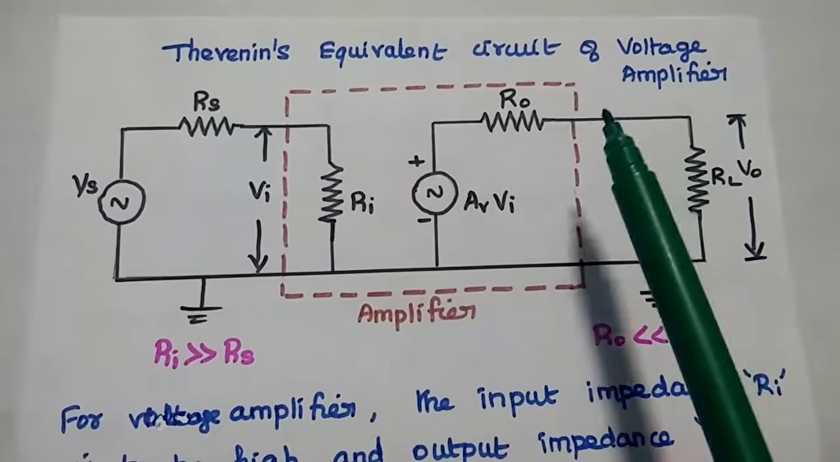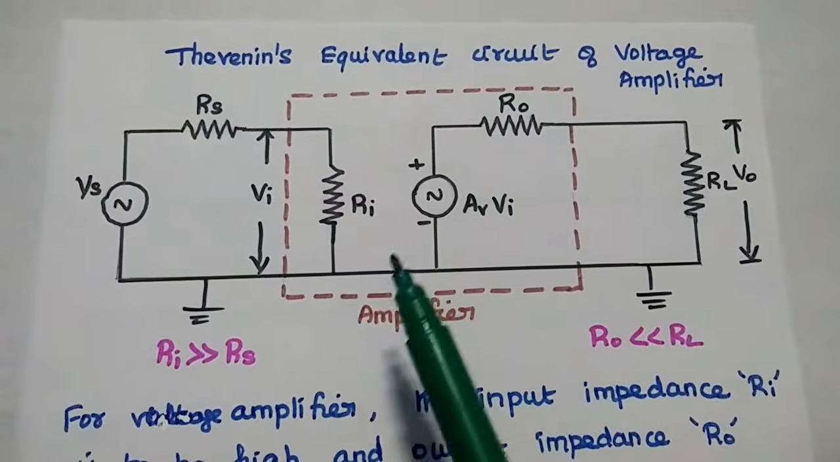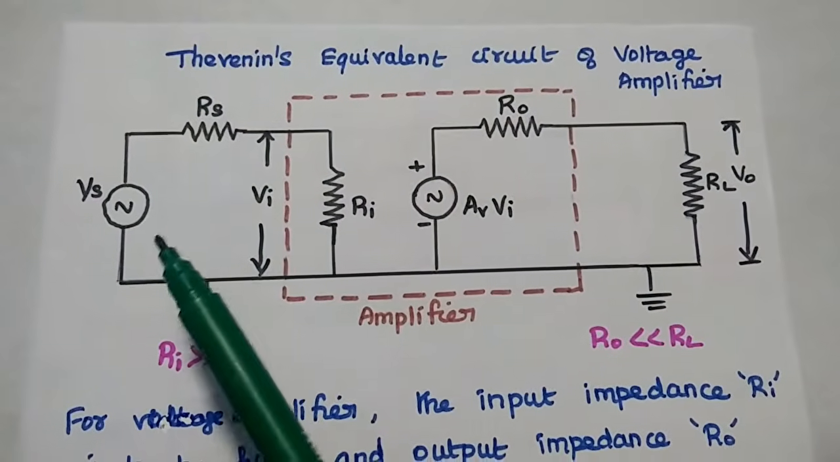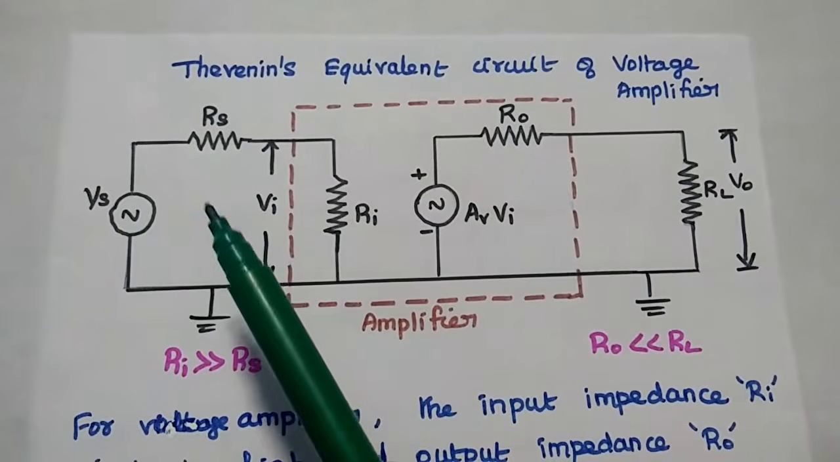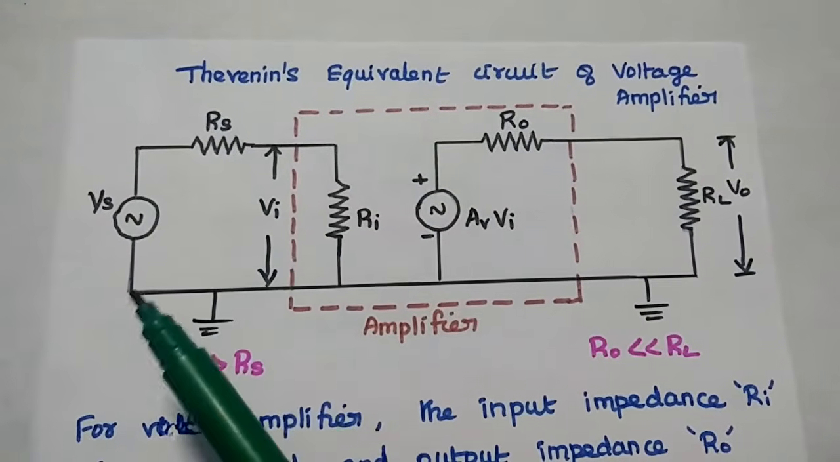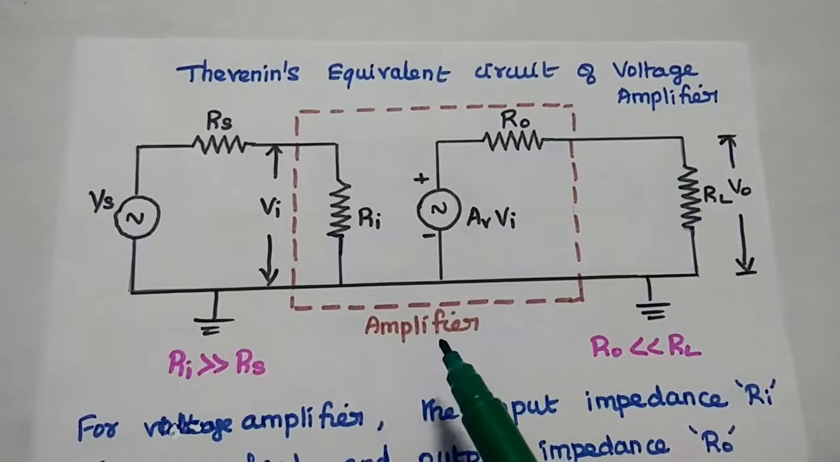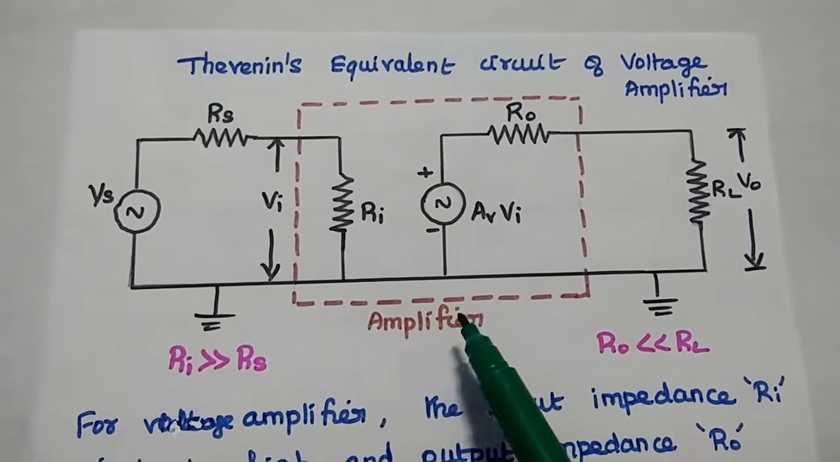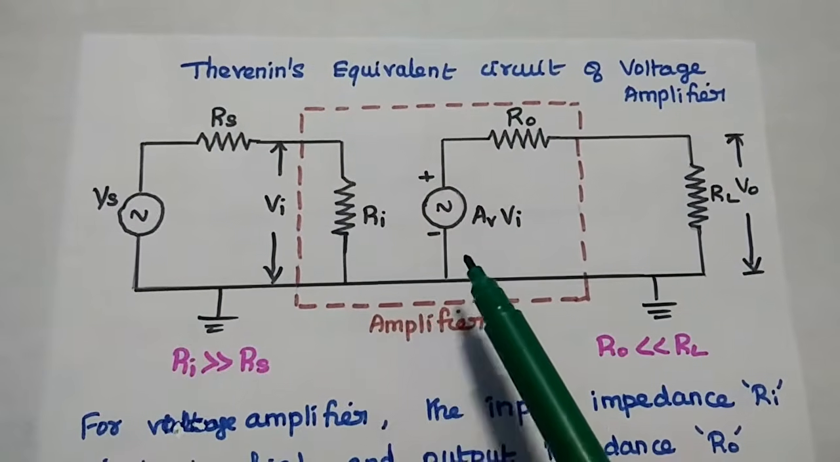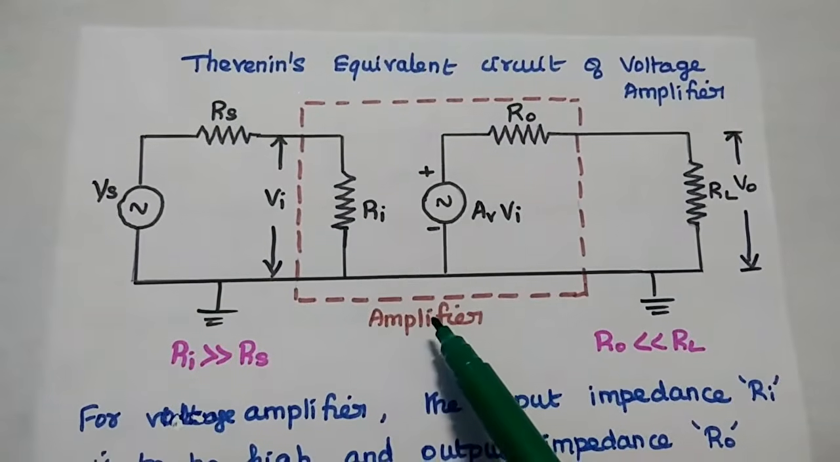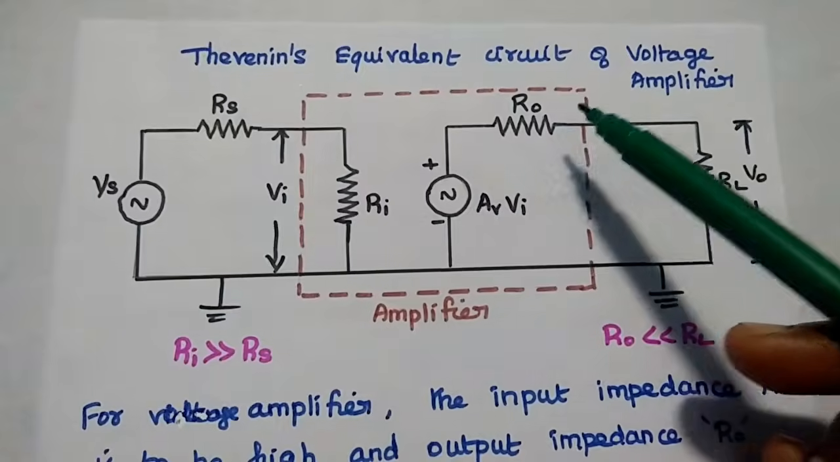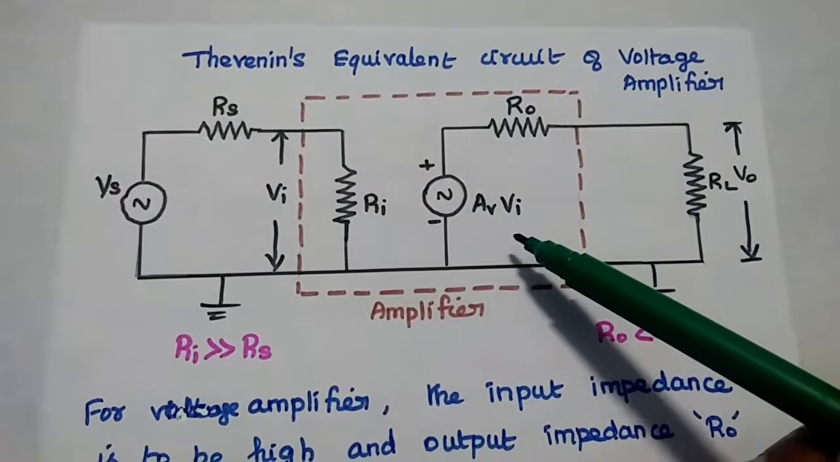Thevenin's equivalent circuit of voltage amplifier is given here. The voltage source in series with the source impedance or source resistance. This is the input side, and here the amplifier can be represented in terms of small signal equivalent circuit. Ri represents the input impedance of this amplifier. Ro represents the output impedance of this amplifier.